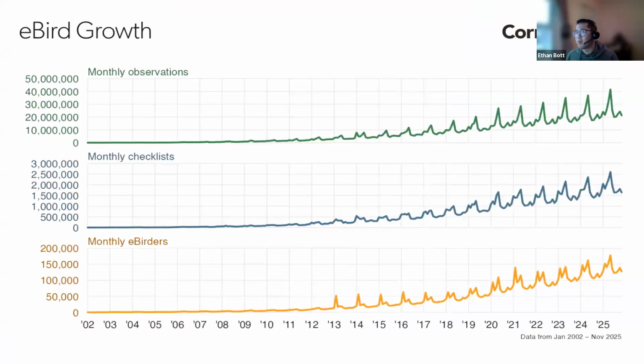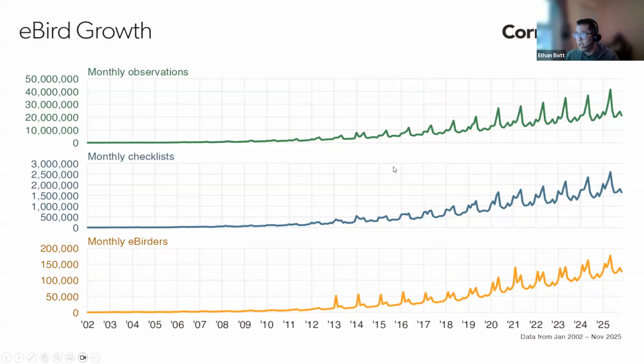And then I just want to show this graph showing the enormous growth of eBird over the years. We have observations, the number of checklists, and then the number of monthly eBirders. It took a really big spike in users during the beginning of COVID. There were a lot of people starting to bird then. And you'll see all these spikes in each year.